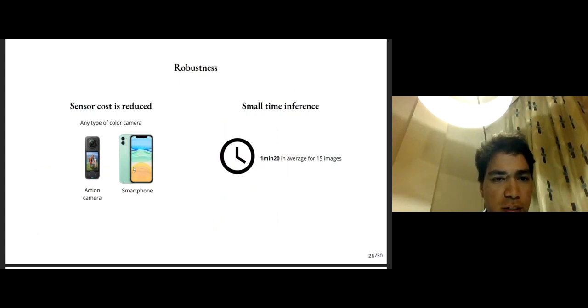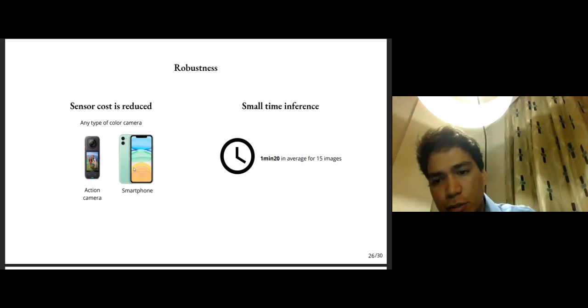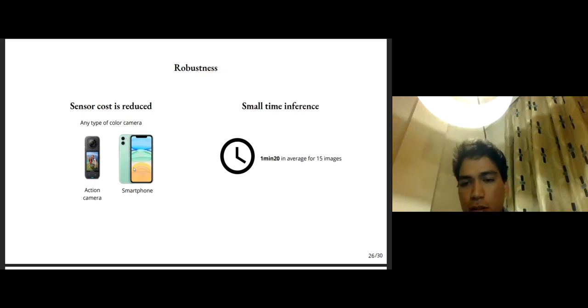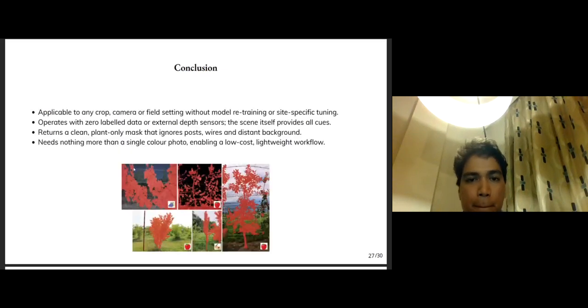Another advantage is that the sensor cost is reduced, so any type of color camera can be used, I mean an action camera or smartphone. The inference time is reduced. We have 1 minute per image on average for 15 images studied.